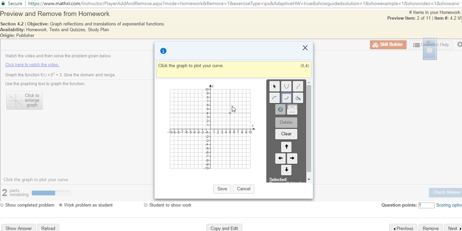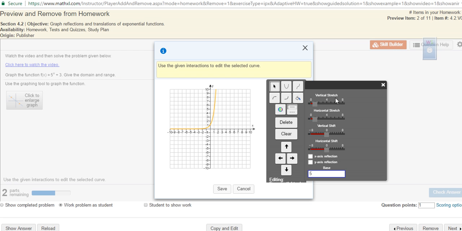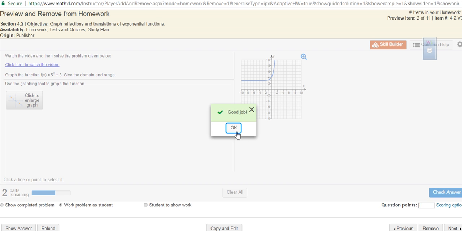You just click anywhere on the graph. It's not that you have to click at 0, 0 or 1, 0. You just click someplace. And then you get this command box that pops up. So what we have to say to ourselves is that this particular graph has a +3 on the end. The +3 is going to move us up or down. So we say, we don't have a vertical stretch, we don't have a horizontal stretch, we have a vertical shift. And we have a vertical shift up 3 times. So we slide that guy over to 3. If you have any other transformations that you think it has, you can put it in. You save, you check, and there's your answer.